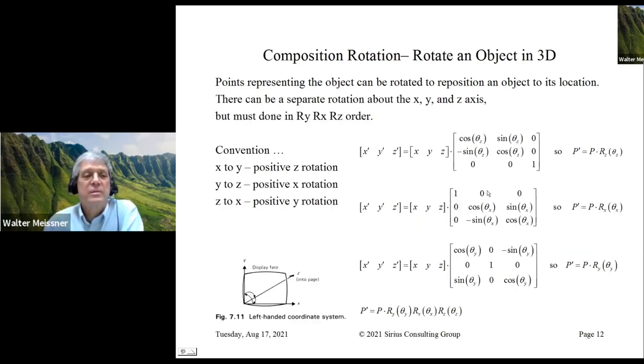Now, physicists and mathematicians usually use a right-handed coordinate system. In computer graphics, they use a left-handed coordinate system. The reason for that is they want the Z-axis to go away from the viewer into the page. So X goes to the right, Y goes up, and Z goes into the page. So it winds up being a left-handed coordinate system.